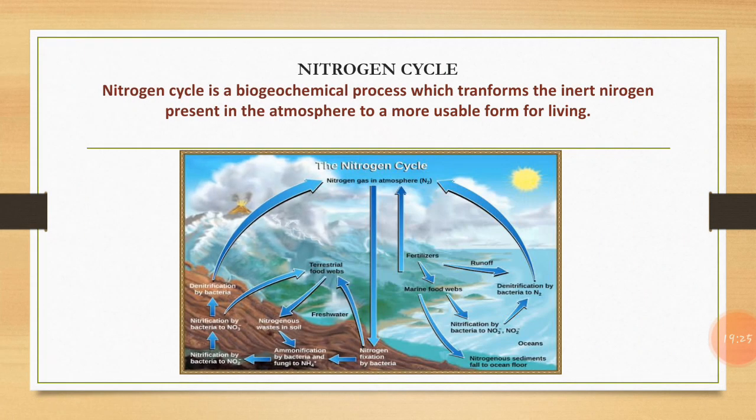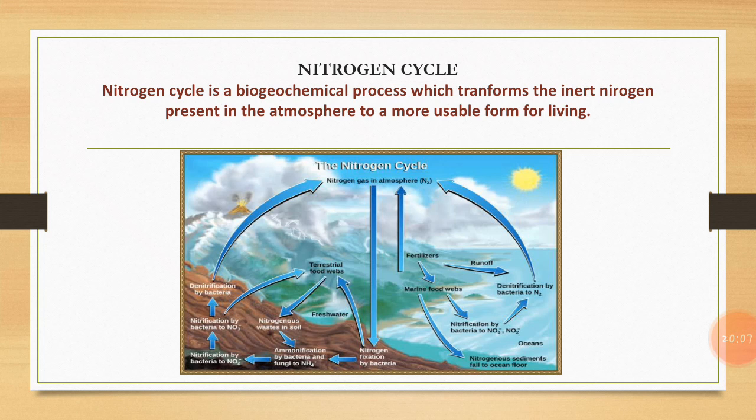Next is the nitrogen cycle. Now we are going to learn what the nitrogen cycle is. The nitrogen cycle is a biological process which transforms the inert nitrogen present in the atmosphere to a more useful form for living things. Or we can say that the nitrogen cycle is a geochemical process through which nitrogen is converted into many forms, consequently passing from the atmosphere to the soil to organisms and back to the atmosphere.